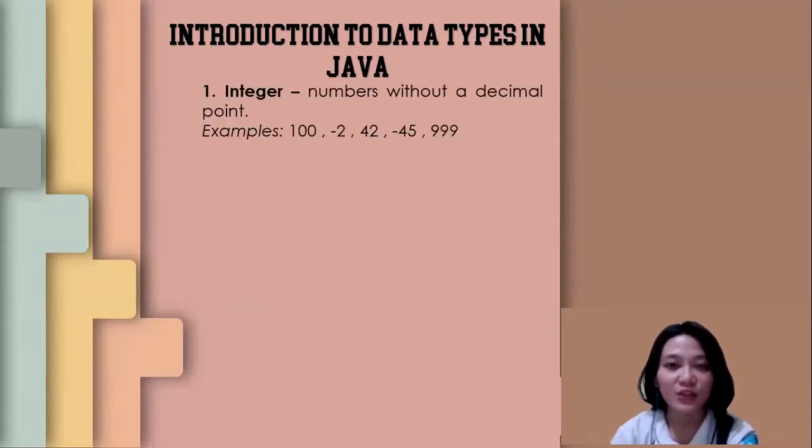So when we say integer, it is a number without a decimal point. Examples: 100, -2, 42, -45, and 999.